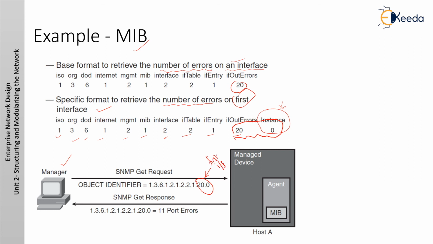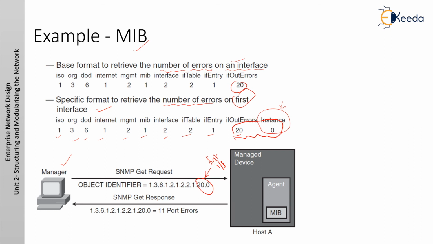Next, the interface numbering starts with interface number 0. The valid range for the interface number is 0 through the maximum number of ports minus 1. The manager creates an SNMP get request message with reference to this MIB variable, okay, which represents the outgoing errors on interface 0.